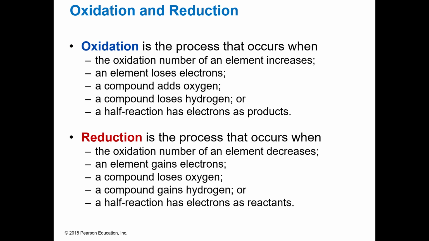For us, we're going to focus mainly on an element loses electrons, and we're going to look at a half reaction that has electrons on the product side. The oxygen and the hydrogen, you should know these. You're going to need to memorize these, even though these are not as important maybe in this chapter. And that's because when you get into organic chemistry, that's how you're going to determine oxidation and reduction a lot of times. The addition of oxygen or the loss of hydrogen indicates oxidation.